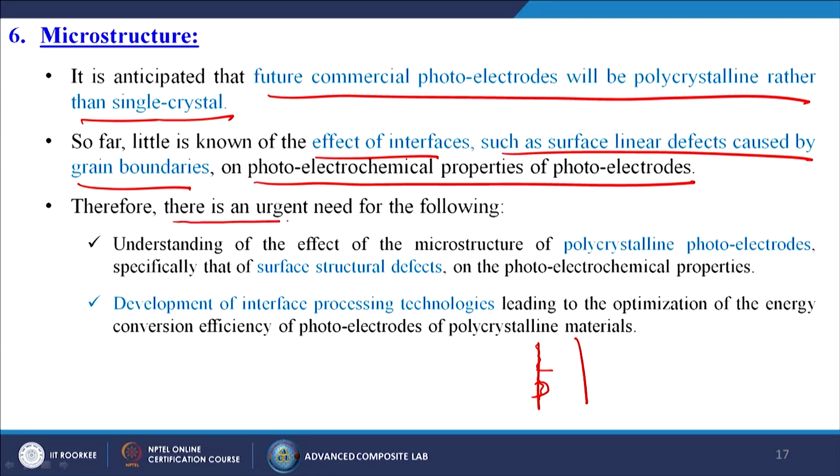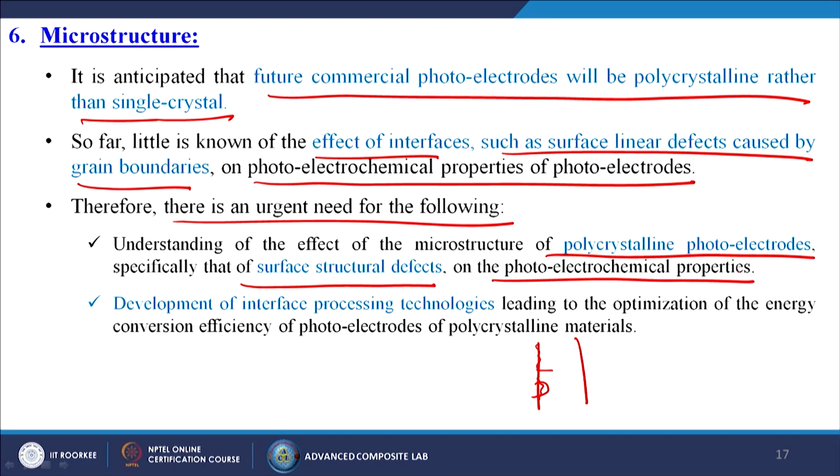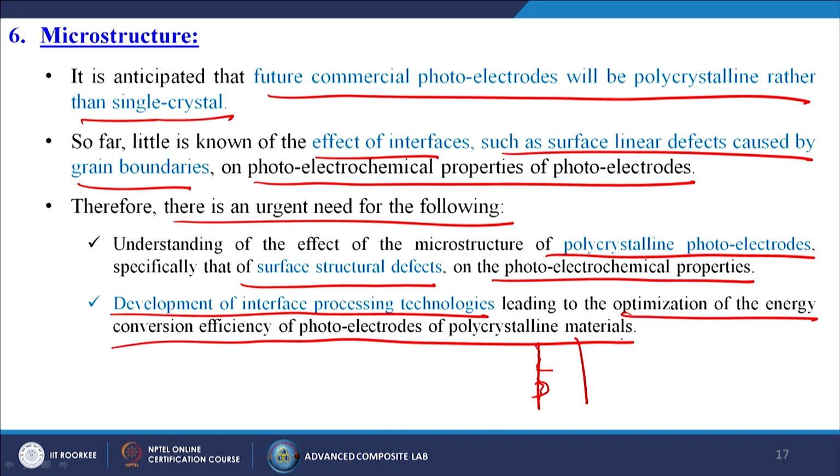So, that we have to minimize. Therefore, there is an urgent need for the following: understanding of the effect of the microstructure of polycrystalline photoelectrodes, especially that of the surface structural defects on the photoelectrochemical properties; and development of interface processing technologies leading to the optimization of the energy conversion efficiency of photoelectrodes of polycrystalline materials. So, this is another condition.